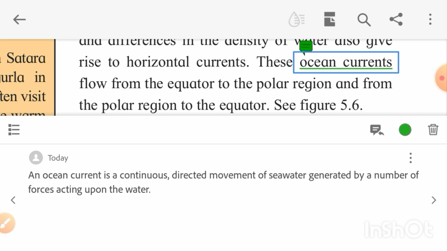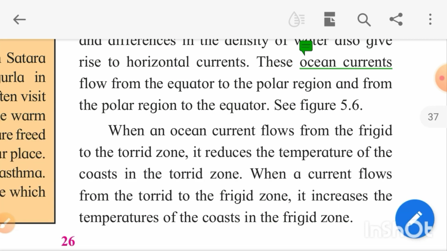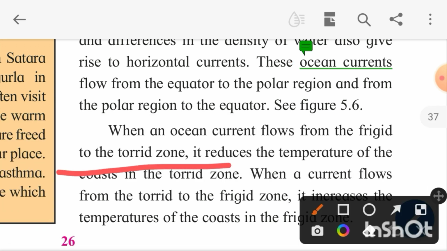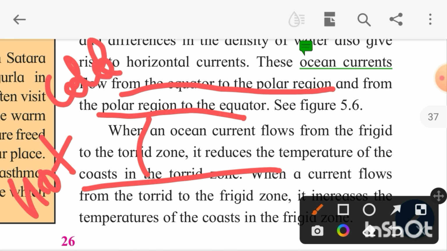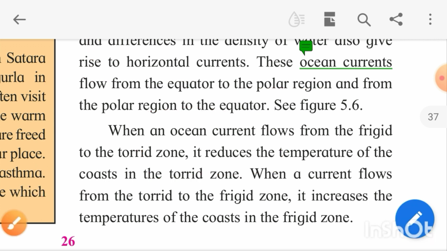So it says that ocean currents flow from the equator, you know, where the sun rays are perpendicular. So the equatorial area will be hot. Then it goes towards the polar region. The polar region is a cold region. And again from the cold region it is moving towards the hot region. So I hope you understand. Equator to the polar region and polar region to the equator.